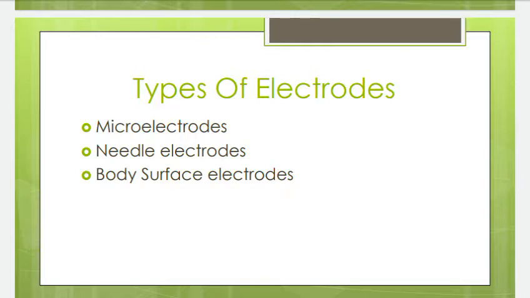Then surface electrode. What is a surface electrode? These are used to measure the voltage available from the surface of the skin and are also used to sense the potential from the heart, brain and nerves.